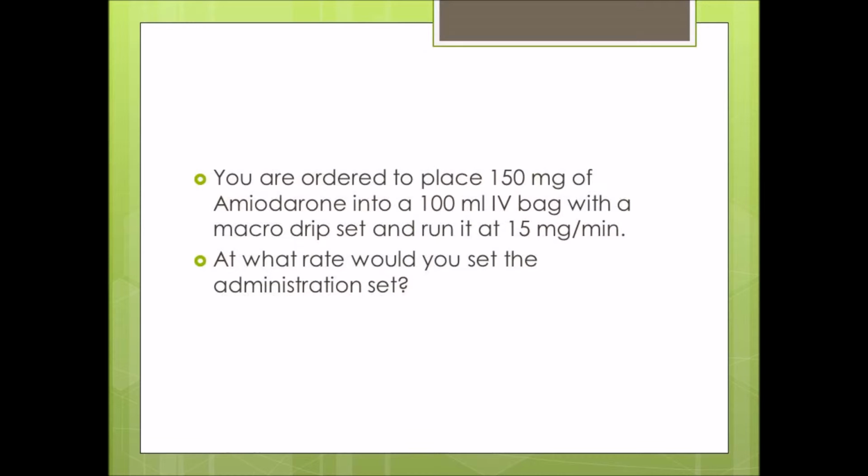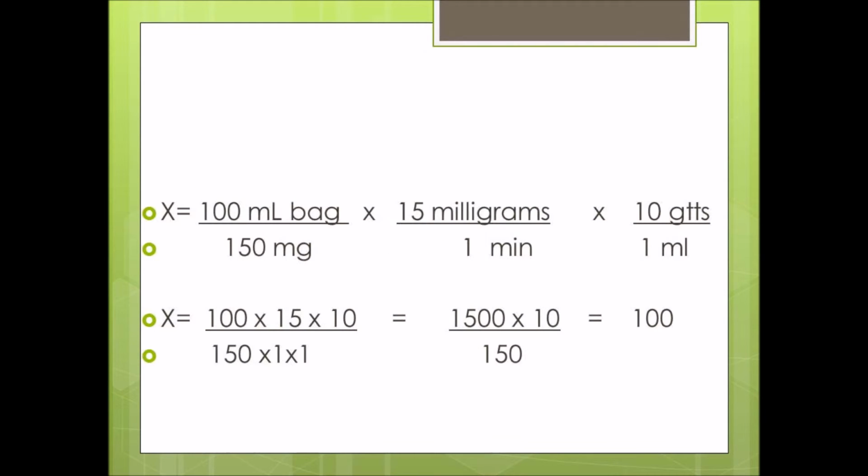So this time we're ordered to give 150 milligrams of amiodarone and put it into a 100 milliliter IV bag with a micro drip set, and our dose ordered is 15 milligrams per minute. Now this is going to be a nice one because we're using milligrams to milligrams. There are no conversions here. So how are we going to set this up? Well, we're going to have our 100 milliliters with our 150 milligrams below, times 15 milligrams.